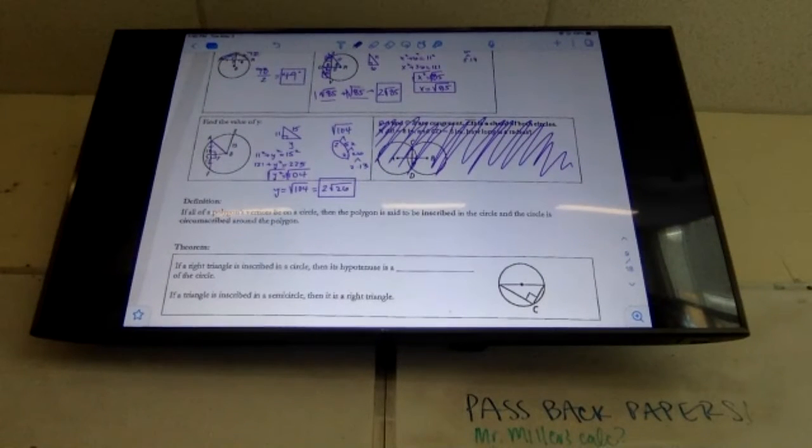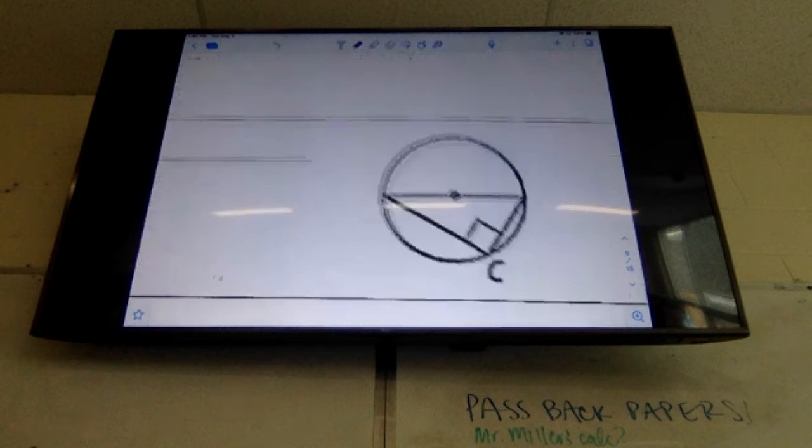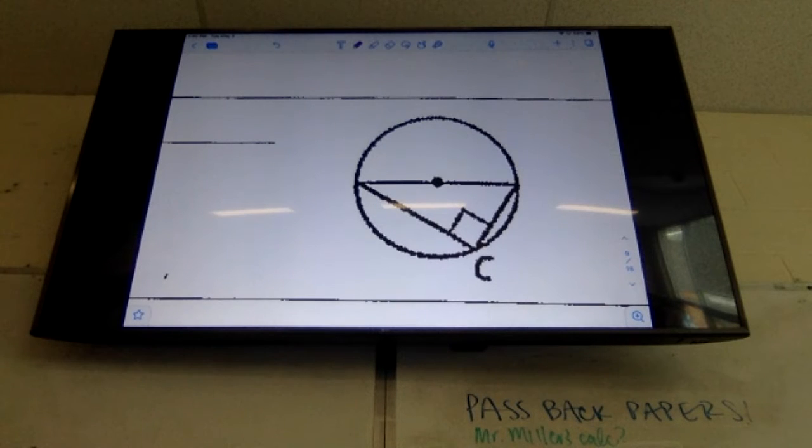So before I get into this theorem, I've got a little definition I want to talk about. We've kind of used the words inscribed and circumscribed already, but we're going to use them again. It says, if all of the polygon's vertices lie on the circle, then that polygon is inscribed in the circle. So the example I see right here, this triangle is what we call inscribed in the circle because all the vertices of the triangle are on the circle.